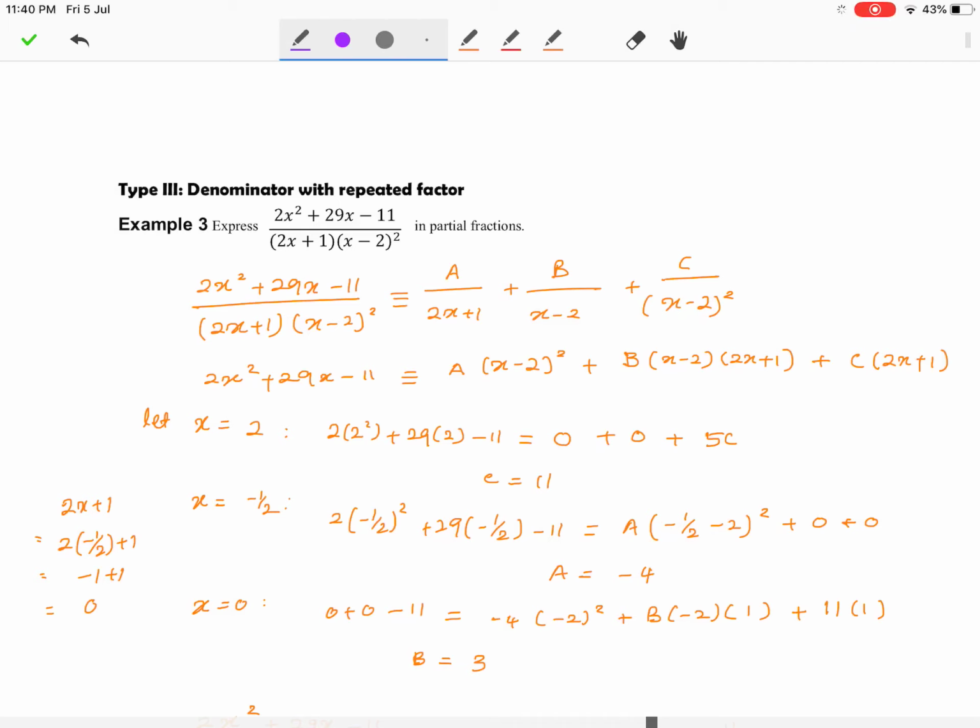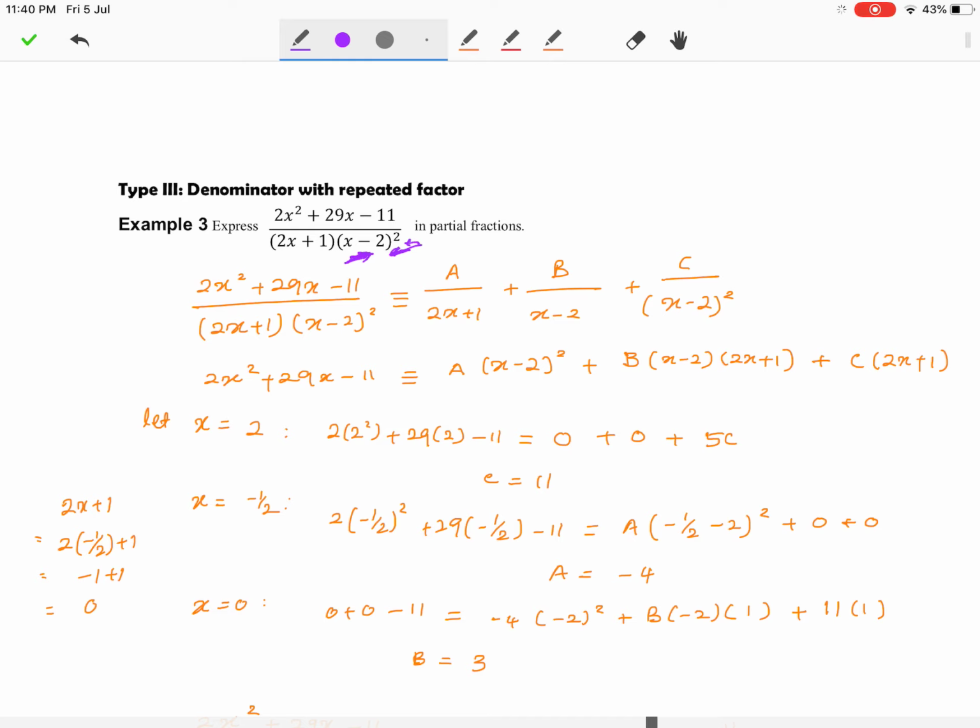Okay guys, in this example 3, we have what we call a denominator with a repeated root, a repeated factor. Repeated means that you have a linear factor like x minus 2 squared. Because of the square we call it repeated. Depending on the problem, sometimes you could have an irreducible quadratic here instead of a linear. So it works according to the rules I already discussed.